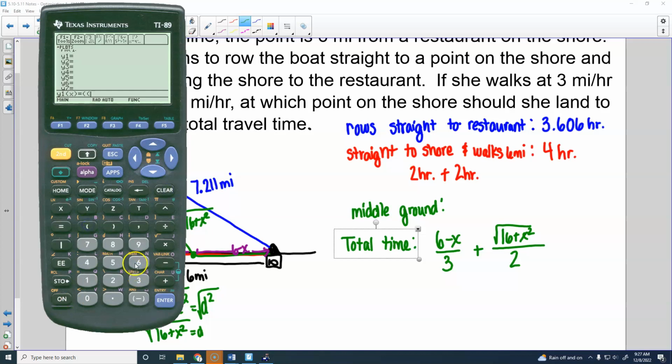I'm going to type in 6 minus x divided by 3 plus square root of 16 plus x squared divided by 2. I will admit it is possible to graph this, find a minimum point. But I'm letting you use your calculator on this to save us time.